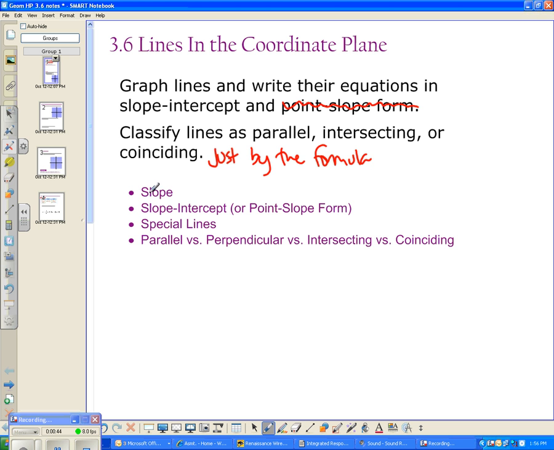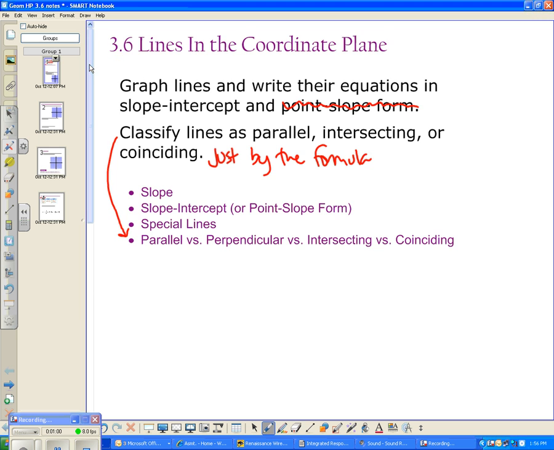Okay, so there's four parts to this video. First, we're going to talk about slope. Then we're going to talk about slope-intercept form. Again, we can talk about point-slope form in class, but I'm just going to emphasize slope-intercept. Then we're going to talk about special lines. And then lastly, we're going to be classifying the lines either as parallel, perpendicular, intersecting, or coinciding.